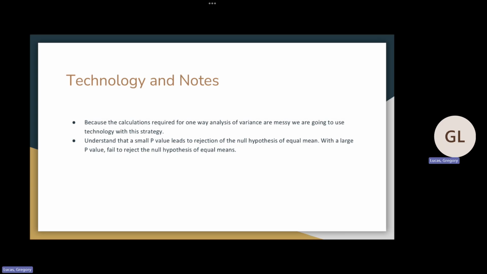So little notes here. Because the calculations required for one-way analysis of variance, or ANOVA, are messy, we're only going to do this method using technology. We're never going to compute this by hand. And we want to understand that a small p-value leads to rejection of the null hypothesis of equal means. With a large p-value, we fail to reject the null hypothesis of equal means.